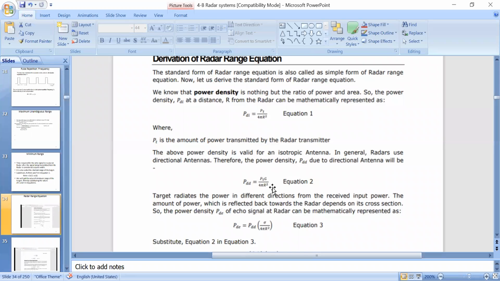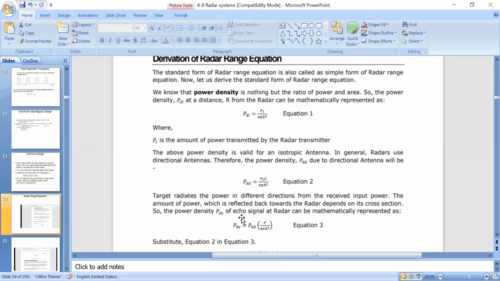Here we are considering the directional antenna, which means you need to take the gain of that directional antenna into account. So PDD is given as PTG by 4 pi R square, where G is the gain of the directional antenna. This is the second assumption and this is called equation 2.